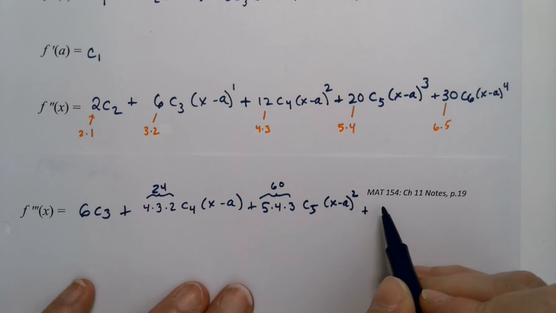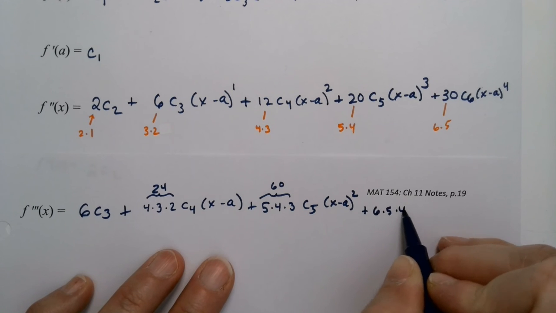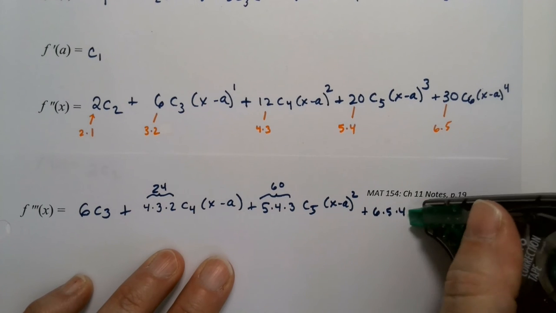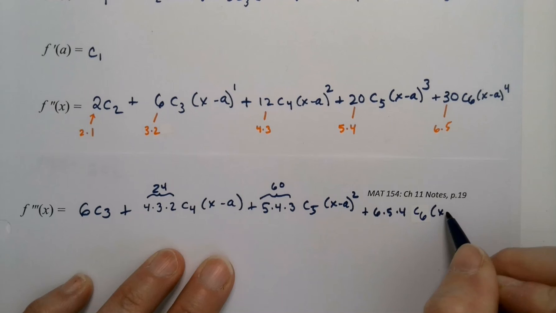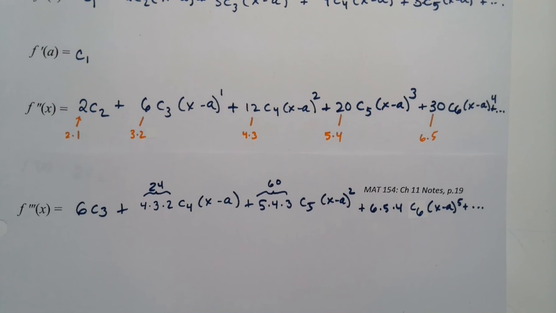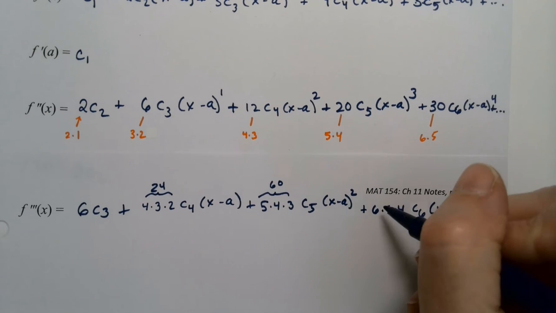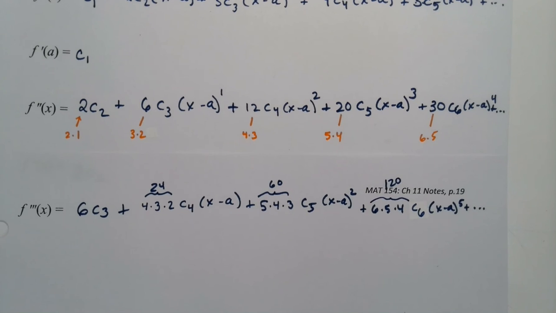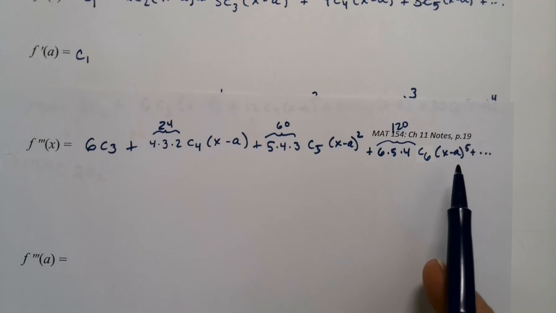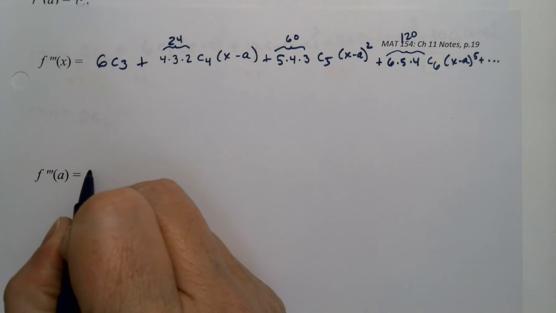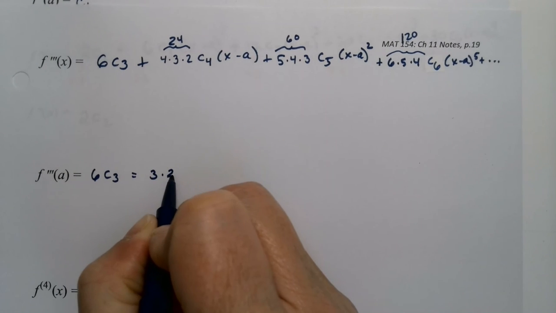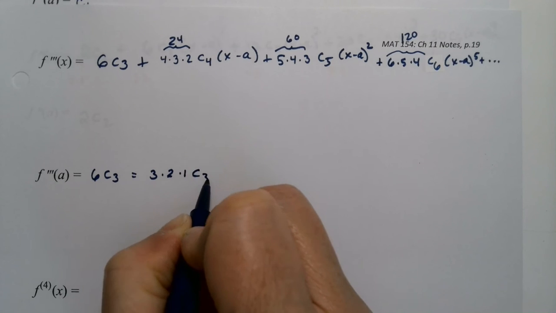So down here for the next derivative, it'll be 6 times 5 times 4 C6 (x minus a) to the fifth plus dot dot dot, because it just keeps continuing on like that. This is better known as 120. Okay, so then if I put a into that, then all these terms are going to disappear except for that first one, which is 6, which is 6c3, or if we like to know it as 3 times 2 times 1, c3.